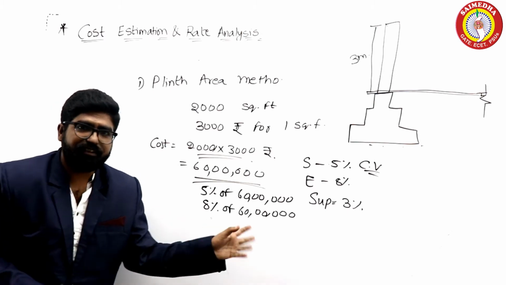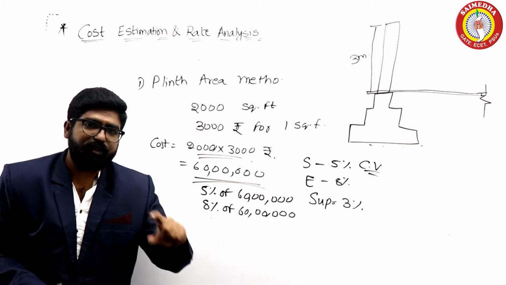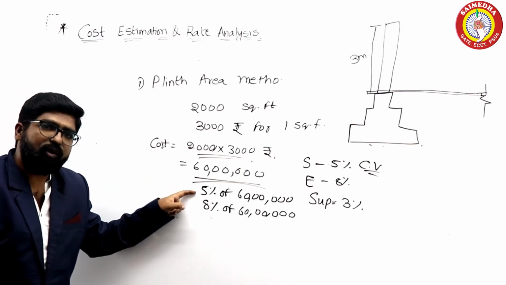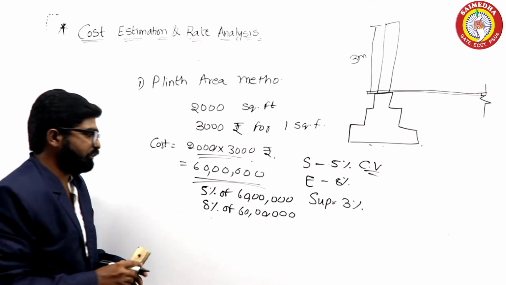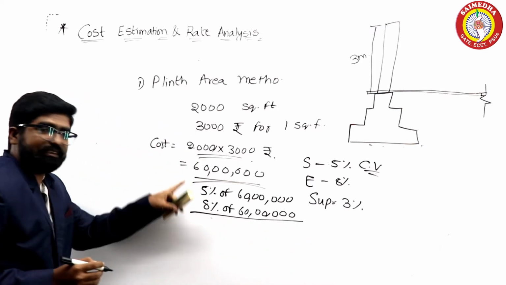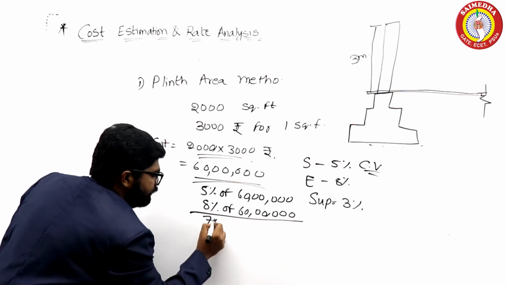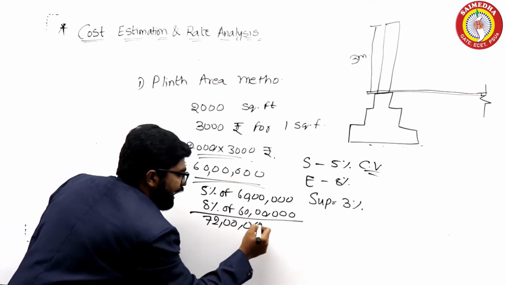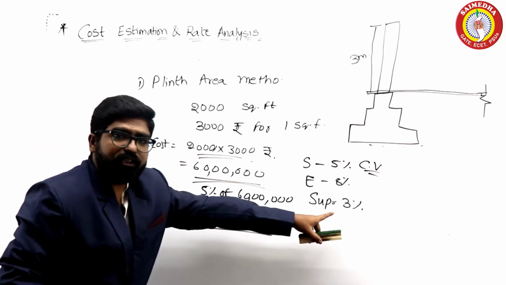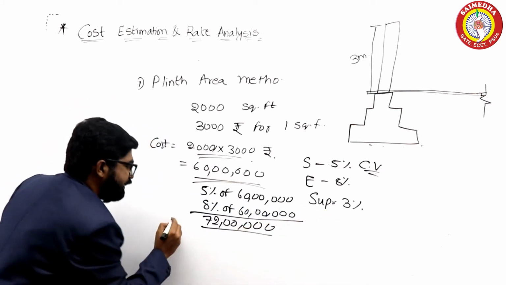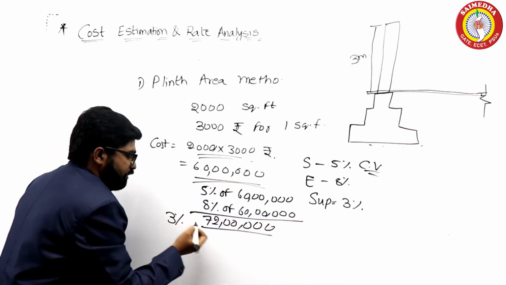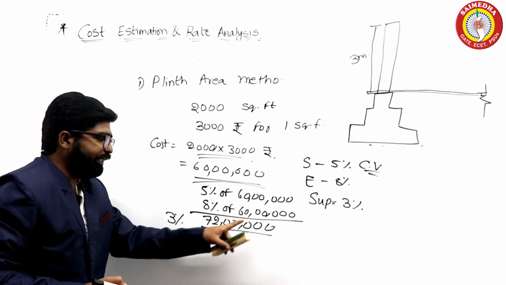3% of 60 lakhs. That is wrong. Supervision cost will be taken for supply of water and also for electrification. So first try to add all these quantities, then you will get something like, I am just assuming, 72 lakhs. So now supervision cost should be taken for 3% of 72 lakhs and you need to add it.